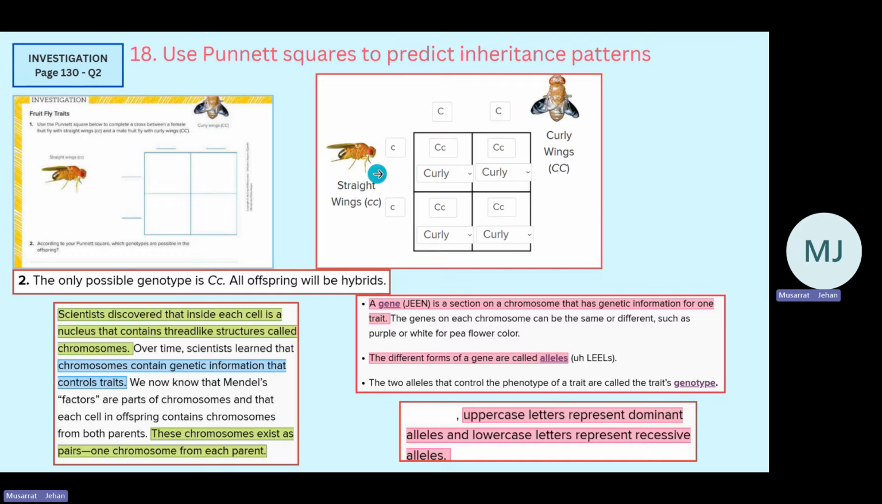If there is even one uppercase, it means it will be the dominant trait. So it will be curly. To get the recessive trait, both should be small letters. So in this case, we're getting all dominant. Now, what is a dominant trait? Like if you see here, all are curly, though there is a small c with that. So the dominant trait is that trait which is blocking the other trait. It is not allowing it to be seen. Like curly wings are blocking the straight wings. This is the dominant trait, and the one which is being blocked is the recessive trait.